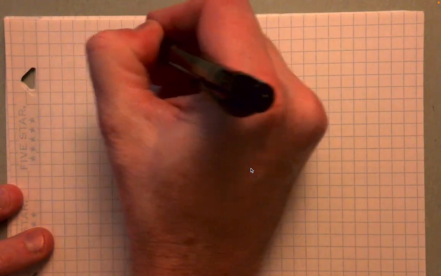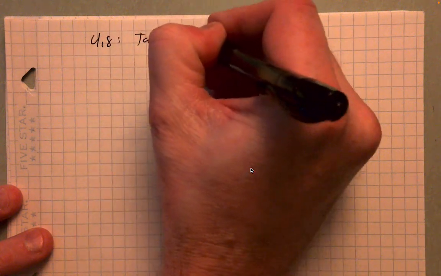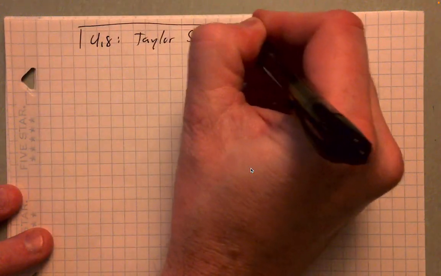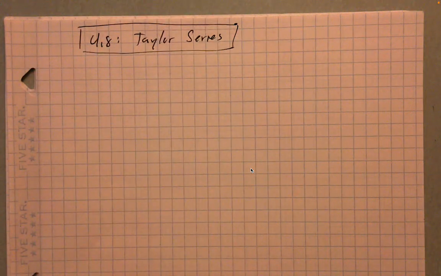Okay, so we'll call this section 4.8. I'm just going to write Taylor series, but we mean Taylor and Maclaurin series, Maclaurin series being the special case of a Taylor series centered at c equals zero.